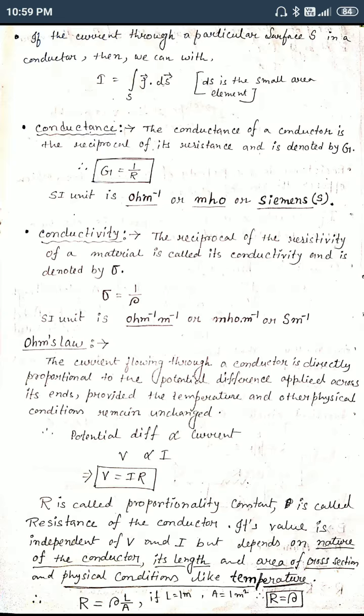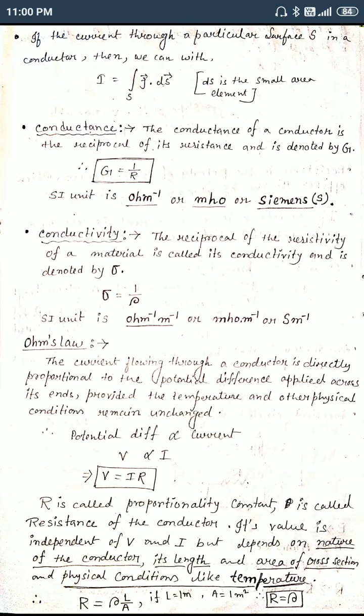Clear? Now let us revise Ohm's law once, because it is from class 10, and in class 11 somebody may have forgotten it. What is Ohm's law? Many of them have forgotten. So let us revise Ohm's law and the factors on which the resistance depends. Ohm's law gives us the relationship between the electric current and the potential difference.